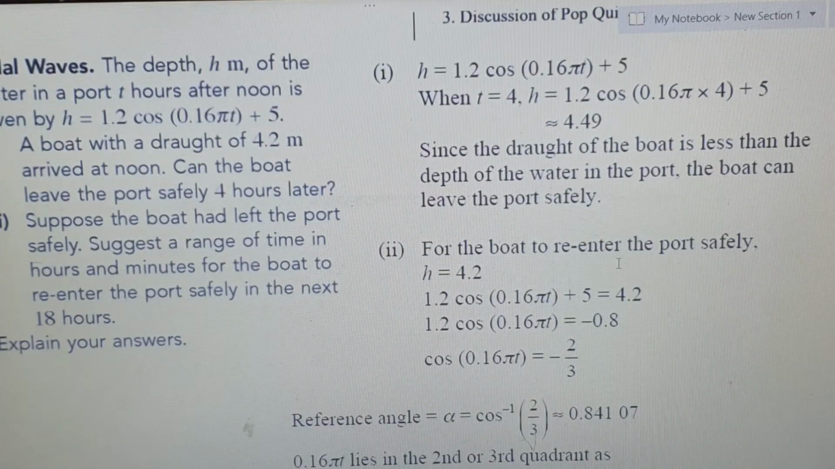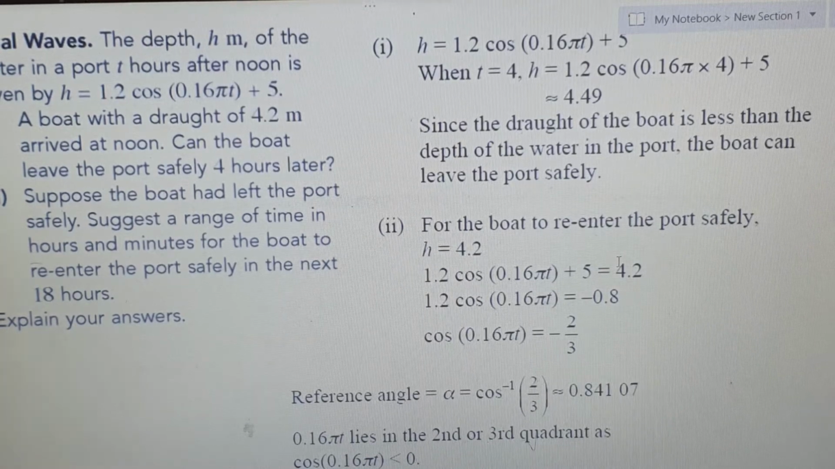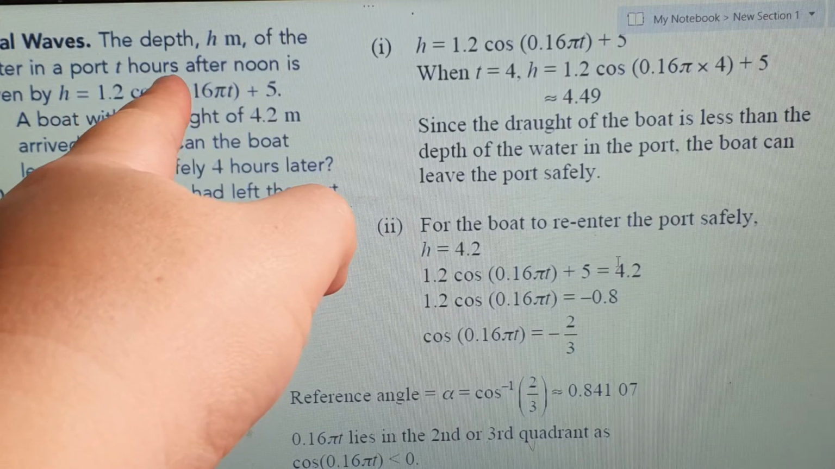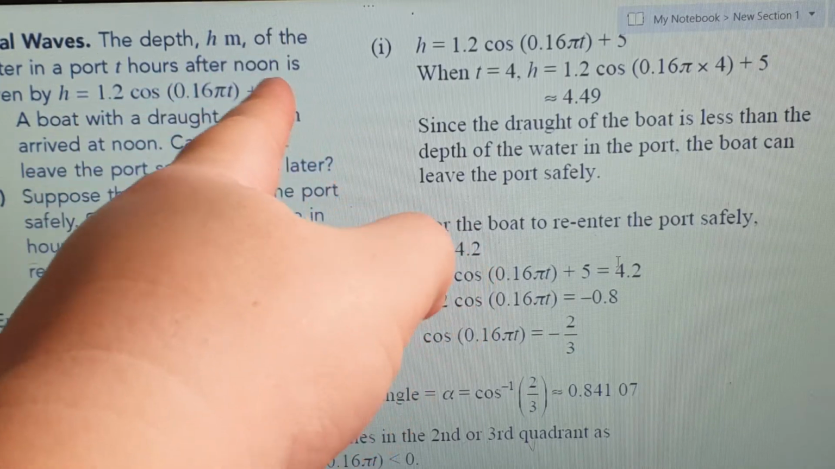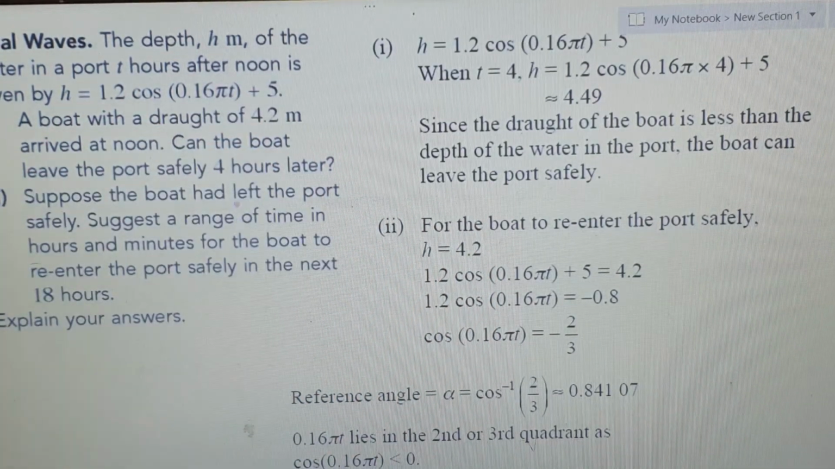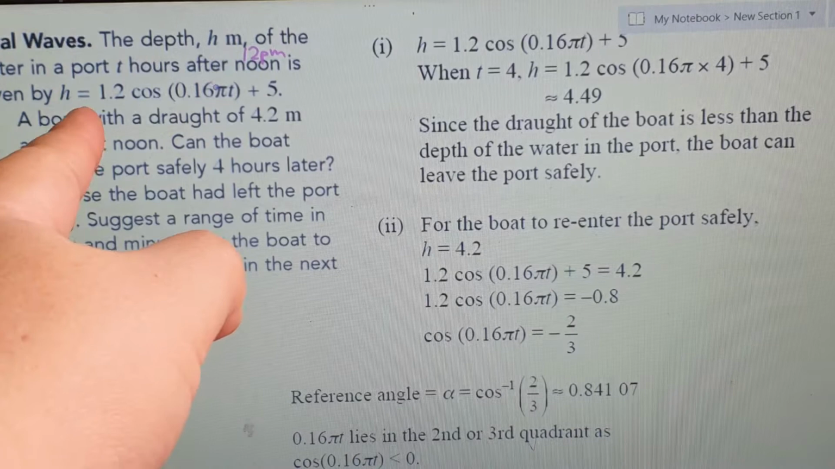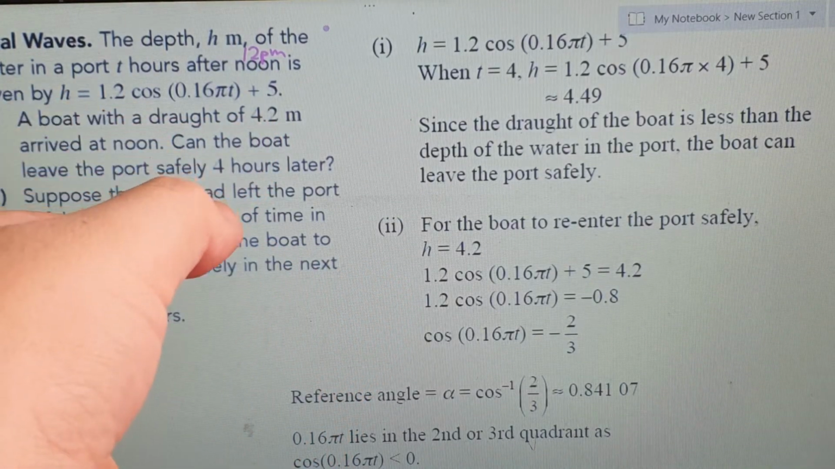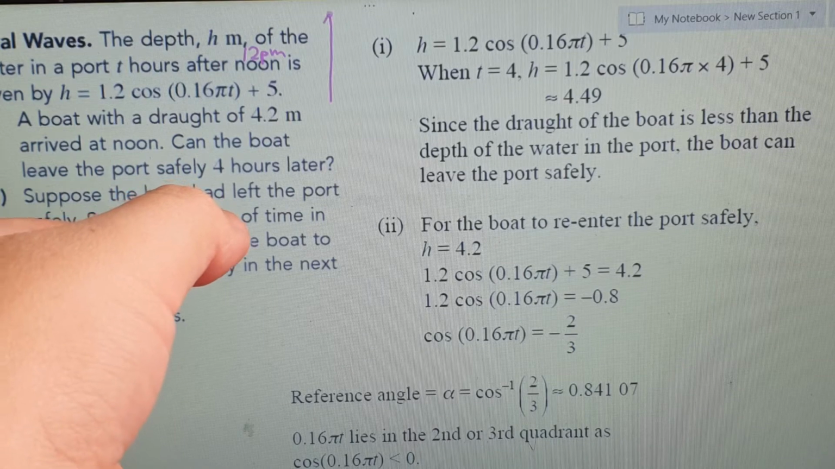Now you read the question first and then you try. Okay, the depth H meters of the water in a port, T hours after noon. That means after 12 p.m. Okay, it's given by this. Alright. Now you may want to just roughly do a sketch.